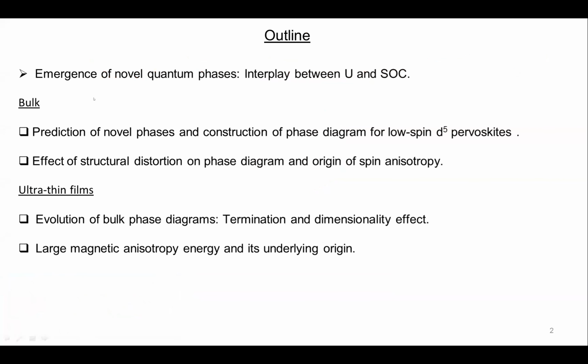Here is a brief outline of my talk. First, I will give a brief overview of how novel quantum phases emerge from the interplay of different competing interactions like Coulomb repulsion U and spin orbit coupling in the systems. Then I will start with the low spin bulk perovskite, where I will discuss the construction of a model Hamiltonian and full-fledged DFT calculation to construct the phase diagram in the space of on-site Coulomb repulsion U and spin orbit coupling lambda. After that, I will discuss the effect of structural distortion in bulk perovskites and how it affects the spin anisotropy in the system.